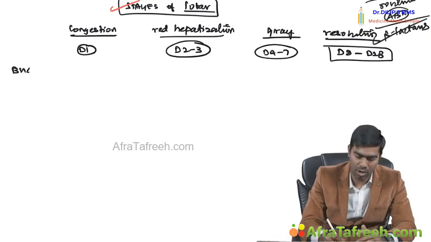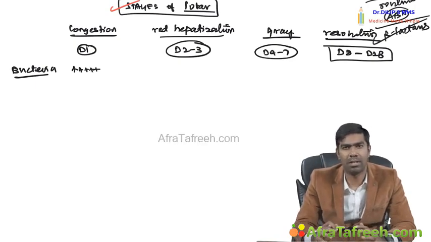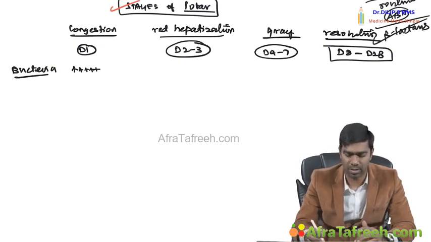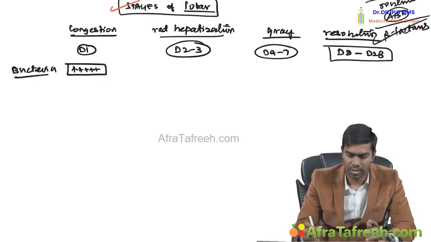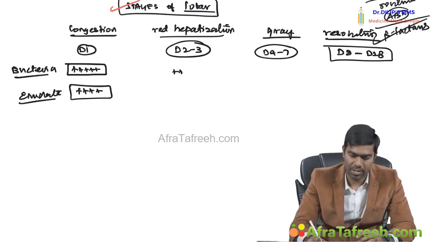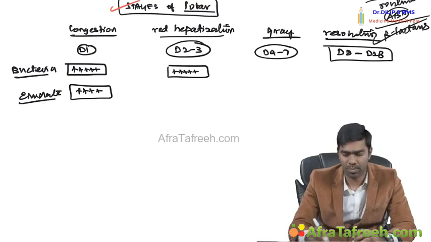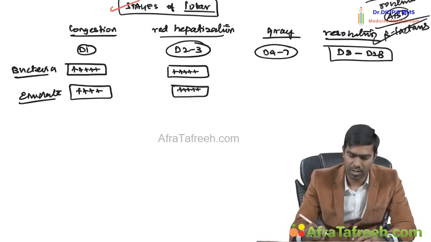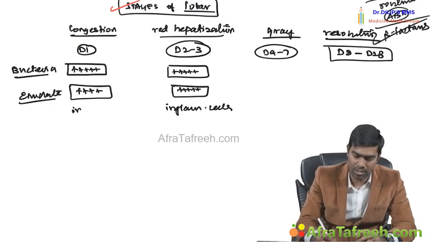And similarly, in the initial congestion phase, there will be a lot of bacteria. Let us put here, numerous bacteria will be there, and it will be congested. There will be so much inflammatory edema. So it is an exudate. Numerous exudate will be there. A lot of bacteria will be there. In the red hepatization stage, again numerous bacteria will be there, and a lot of exudate, and you will get a lot of inflammatory cells in this stage, along with the exudate.